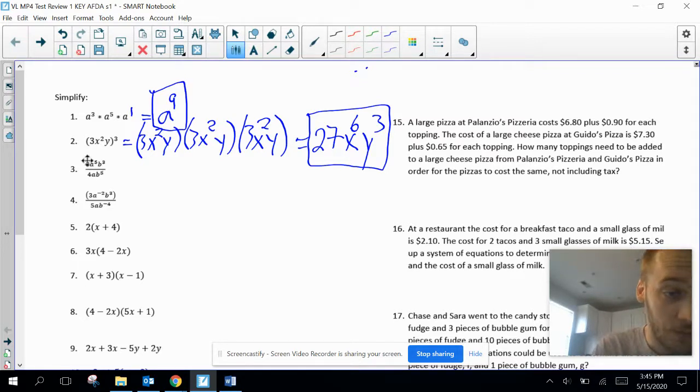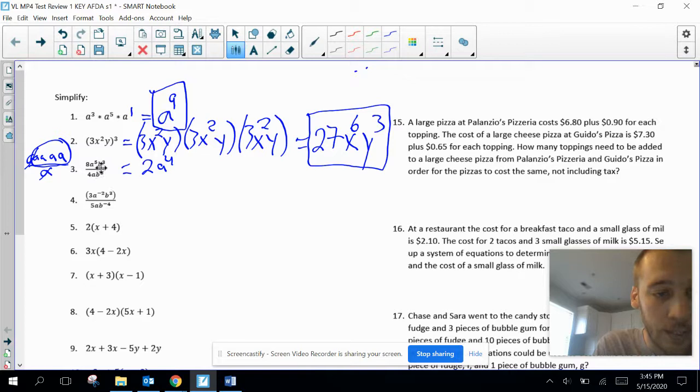If we are dividing, we're going to do the opposite and subtract. So I'm just going to simplify this. 8 over 4, that is 2. A to the fifth over a, we're going to subtract. So it's like I got 5 of them on top, 1, 2, 3, 4, 5, and 1 on the bottom. These will cancel out, and I'm left with just 4 of them in the top.